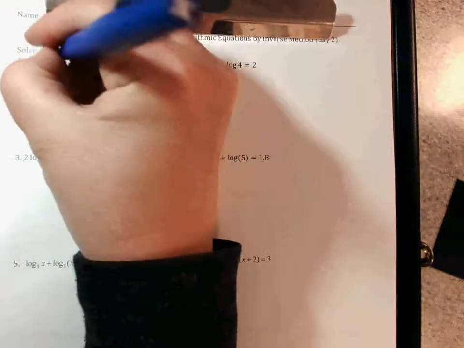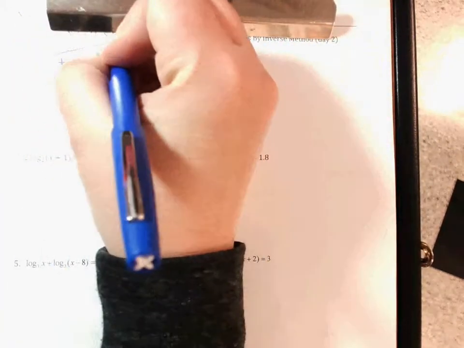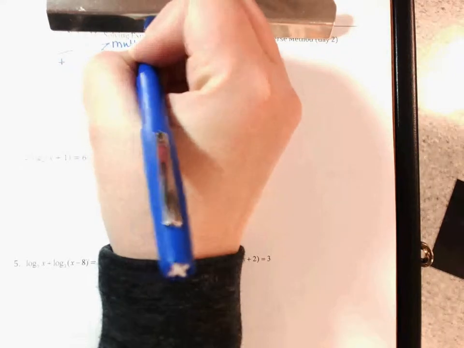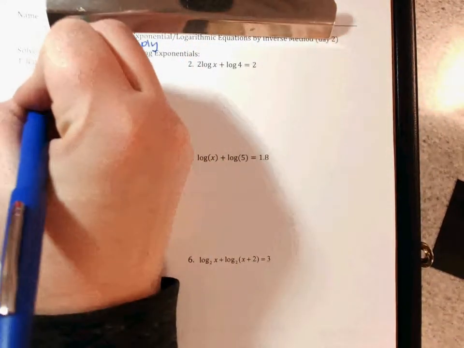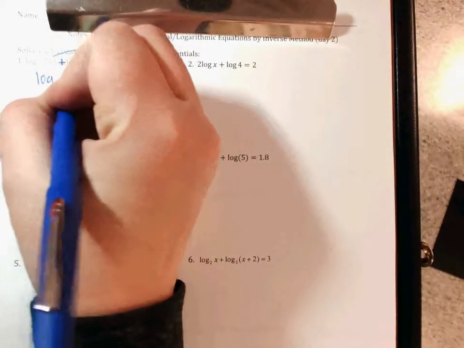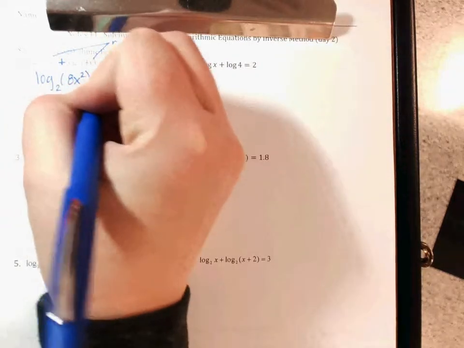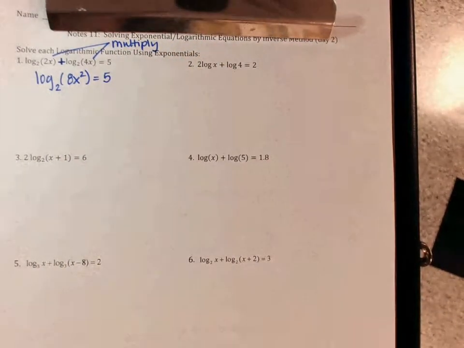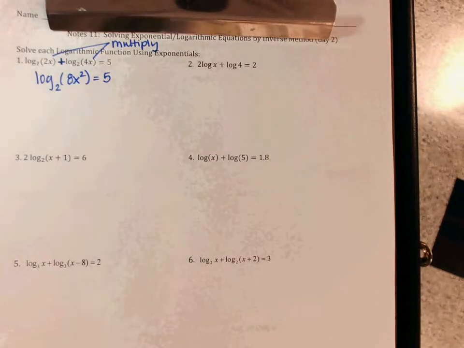Take a look at number 1. What do I do first? My logs are added. Multiply. What is 2x multiplied by 4x? Log little 2, 8x squared. Very good. Then remember, to get rid of a log base 2, you don't do a log loop because we're practicing the other way. You're going to raise both sides to be a power on 2.